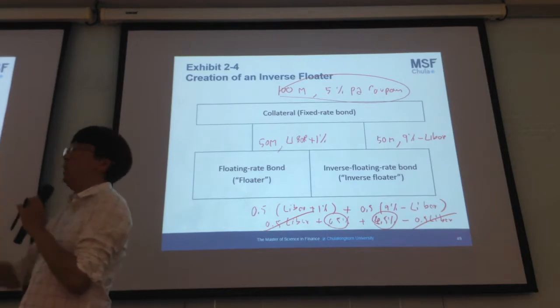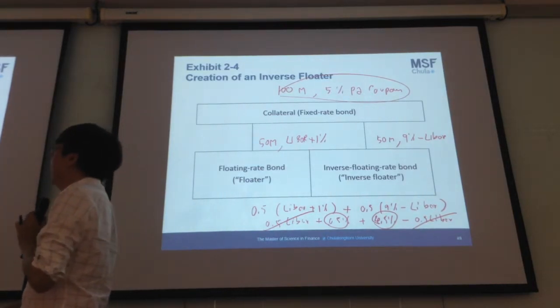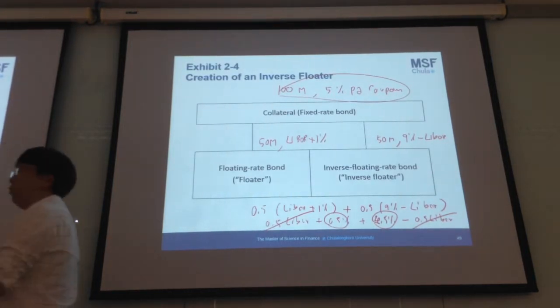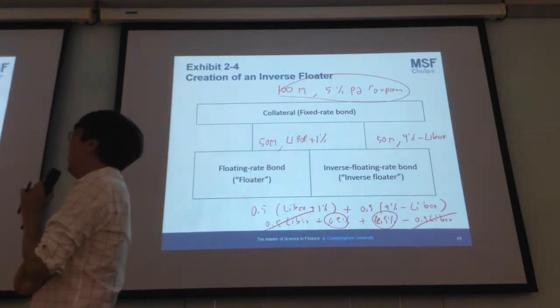no matter whether LIBOR increases or decreases, right? Because you can see that when LIBOR increases, you pay more for this bond, but you pay less for this one. But when LIBOR decreases, you pay more for this one, you pay less for this one. Even in total, you pay no more than 5%.